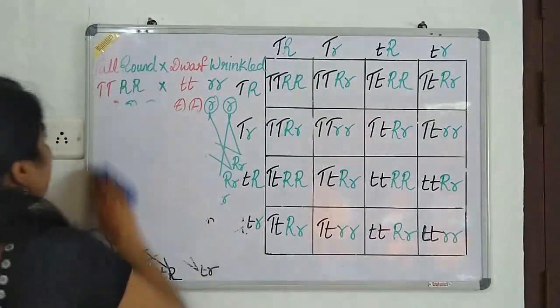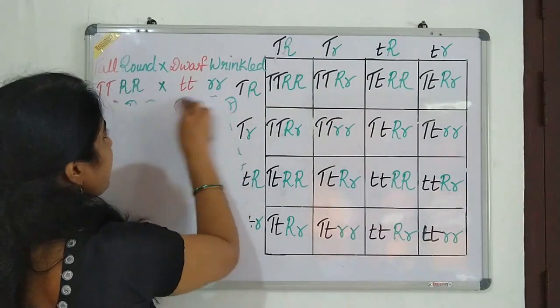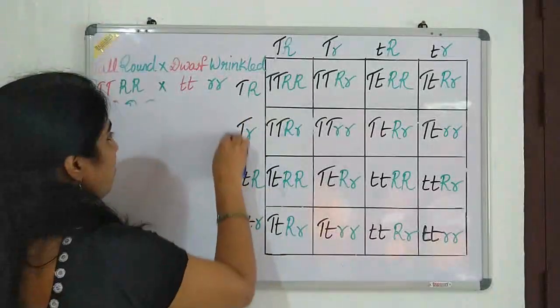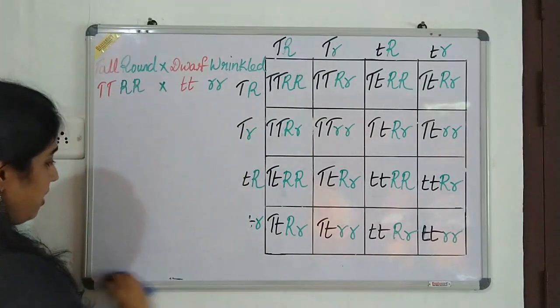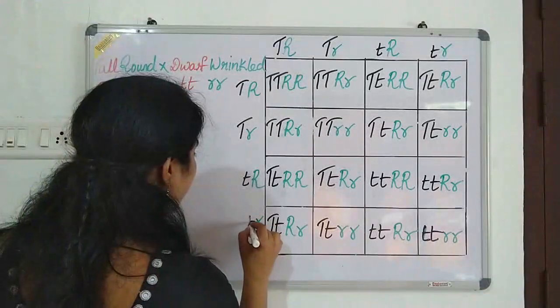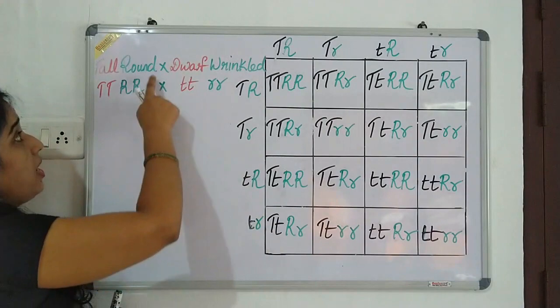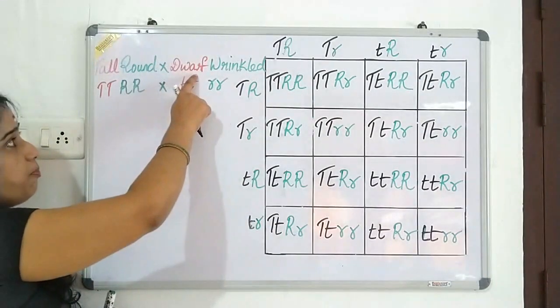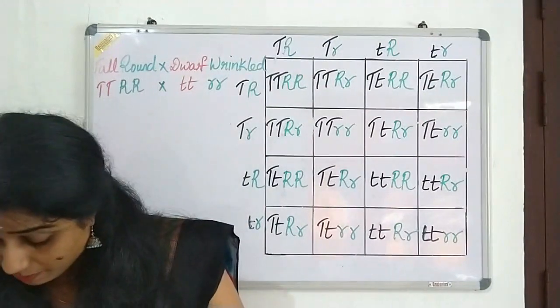We had a cross, we already know. We had a cross of tall, round and dwarf, wrinkled. We have a cross, which type of plants? Tall plant bearing round seed, and dwarf plant bearing wrinkled seed. Clear? Tall plant bearing round seed and dwarf plant bearing wrinkled seed. That was our parents in the beginning.